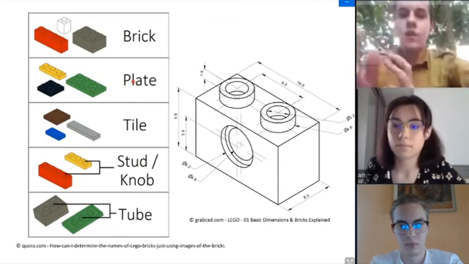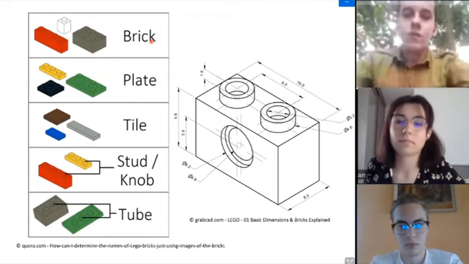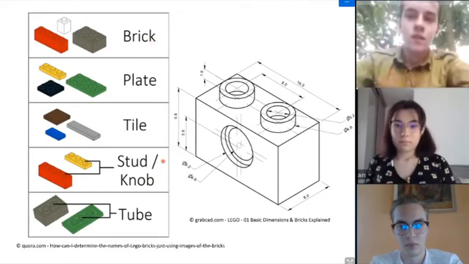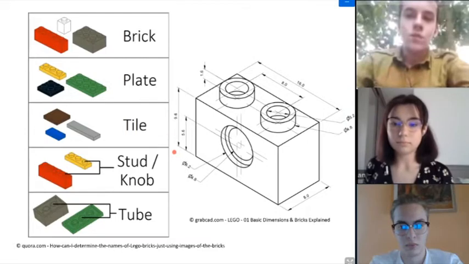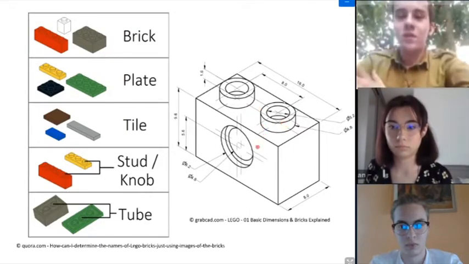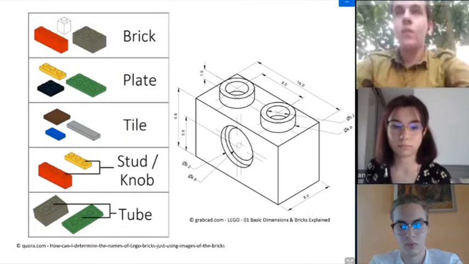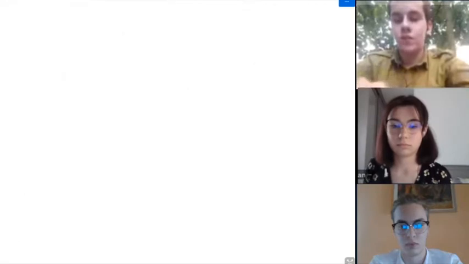As you can see in the left chart, we have the names of each individual part. We have bricks, plates, tiles, studs. The only difference between a tile and a plate is that a tile has no stud. A stud is the circle on top of a brick, which helps realize the connection between the Legos. Also, on the right image, we can see an official Lego chart with the dimensions of a 1 by 2 brick, which was very helpful throughout our presentation to convert bricks into units.